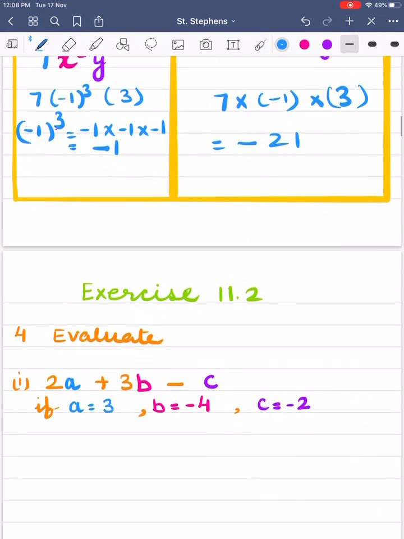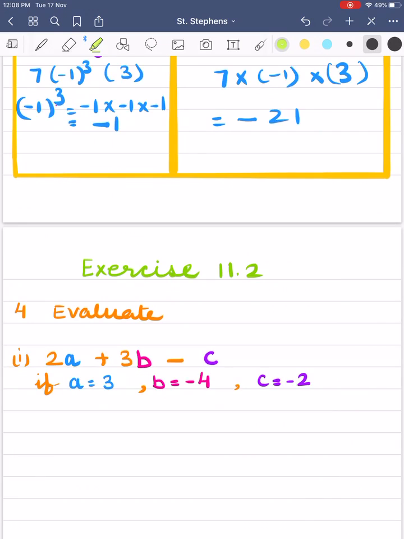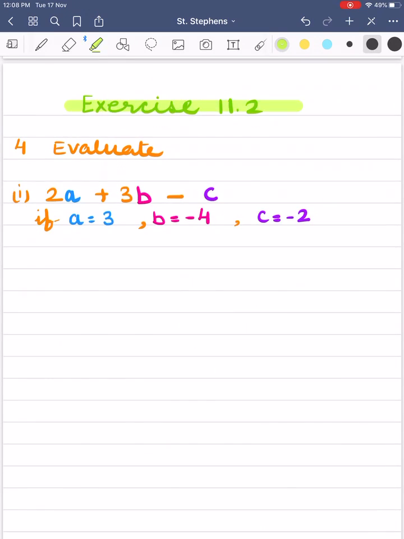Now children, let's continue with exercise 11.2. Question number 4. Evaluate 2a plus 3b minus c, if a is equal to 3, b is equal to minus 4 and c is equal to minus 2. Now here, let's replace variables by their values. So we have here 2 into 3 plus 3 into minus 4 minus 2.